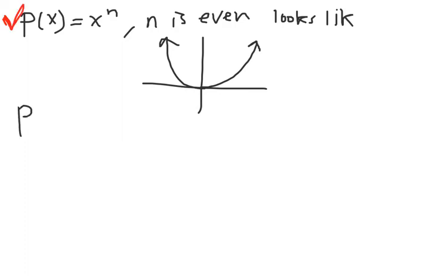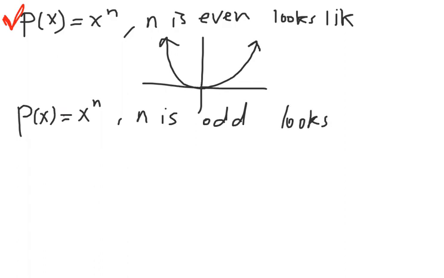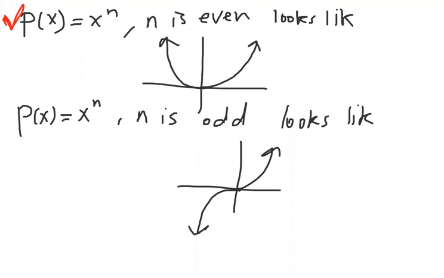And p of x equals x to the n, and n is odd, looks like that. Any questions so far? Okay, good.